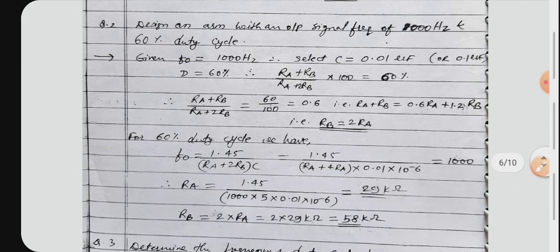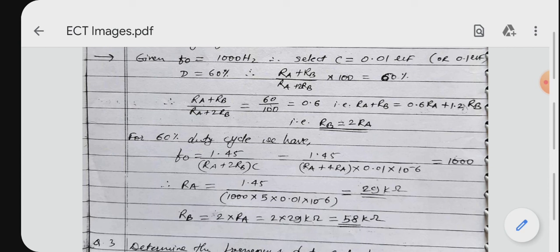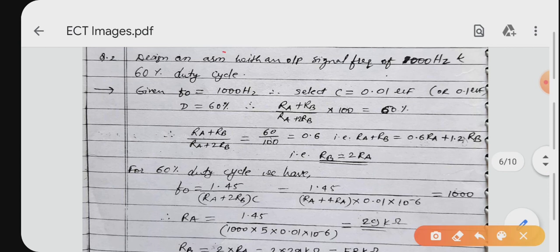Let us see the second problem. Design an astable multivibrator, ASM, with an output signal frequency of 1000 hertz and 60% duty cycle. Okay, so the very first step is to list out what is given. You can see the output frequency is given as 1000 hertz, means 1 kilohertz, then the duty cycle is 60%.